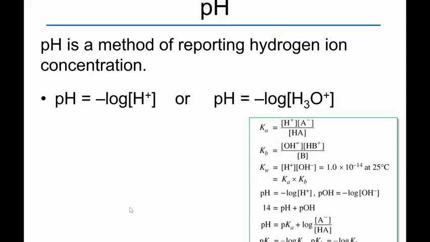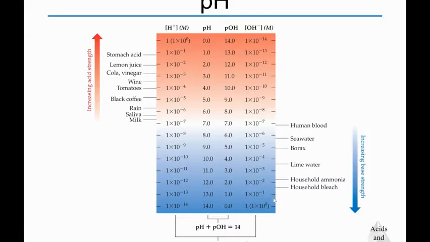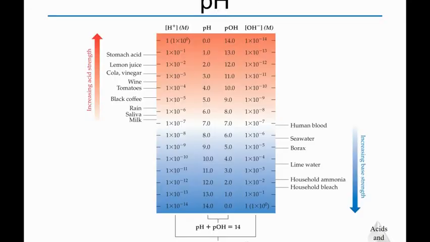And then if you take a look, we can see that right down here. And then the neutral pH is 7. Acidic pH then is below 7, and basic pH is above 7. And if we take a look at this chart, and this would be worth pausing and taking some time to look at, you can really see, first of all, the relationship between pH and pOH.